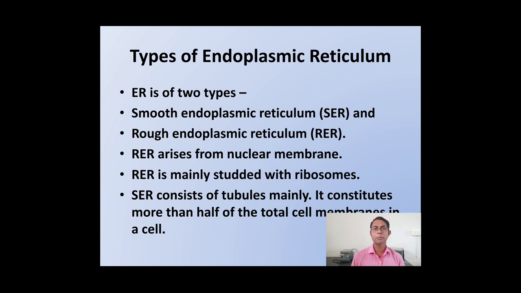RER, that is rough endoplasmic reticulum, is studded with ribosomes, as we discussed earlier. SER, that is smooth endoplasmic reticulum, consists mainly of tubules, and it constitutes more than half of the total membrane in the cell. So smooth endoplasmic reticulum is present in greater percentage than rough endoplasmic reticulum, and it is present in the form of tubules, or tube-like structures, that's why it is known as tubular.